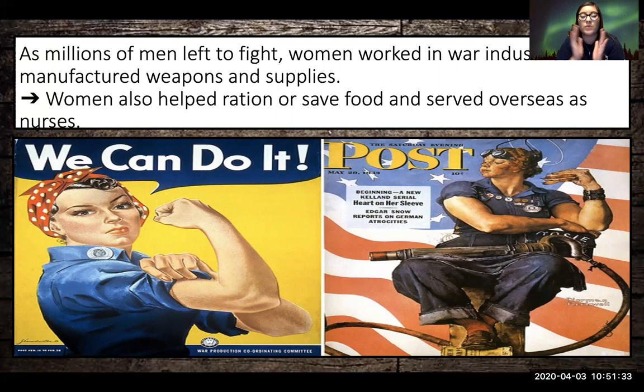These women are also going to be very important as nurses going overseas to tend to the soldiers who are getting hurt. Okay, so we know Rosie the Riveter here. But it's just another example showing that women can do the same thing that the men were doing.